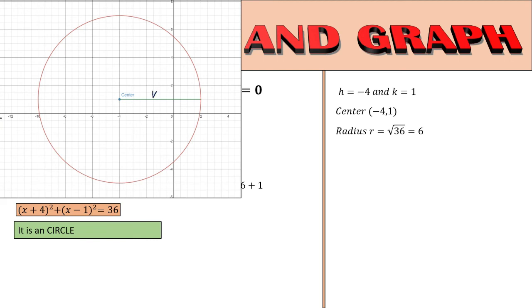You count this: 1, 2, 3, 4, 5. Here, 1, 2, 3, 4, 5, 6. This is the center. And you make a circle.